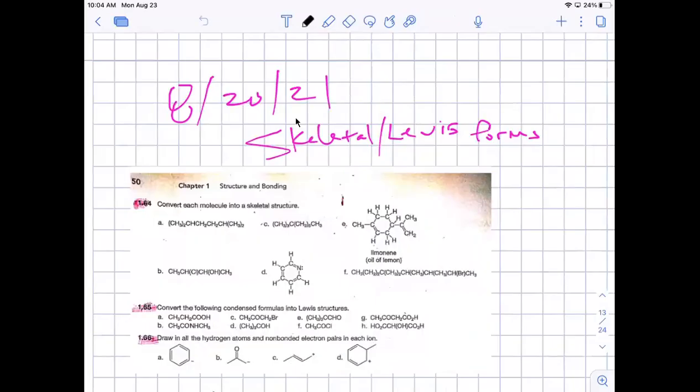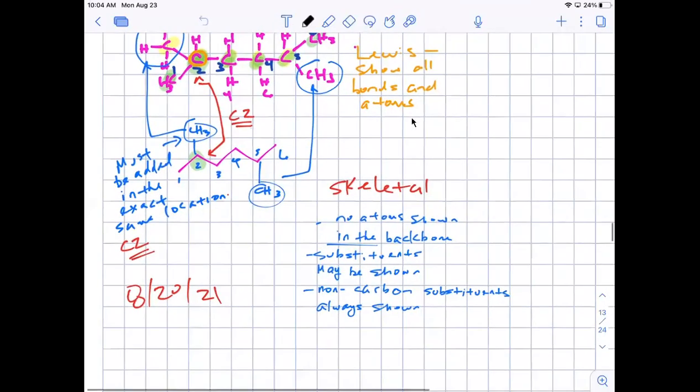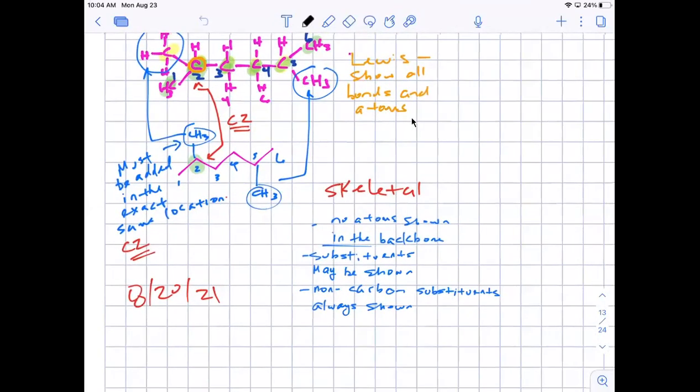I'm going to cut out the next problem because I think this is where we left off, right here. We talked about the skeletal form, and in the skeletal form, you don't have to show the atoms in the backbone. Anything that's attached to the backbone, then we show it, especially if it's not a carbon. If it is a carbon, you can show it or not show it. You just have to draw a line, and at the end of that line is understood to be a CH3.